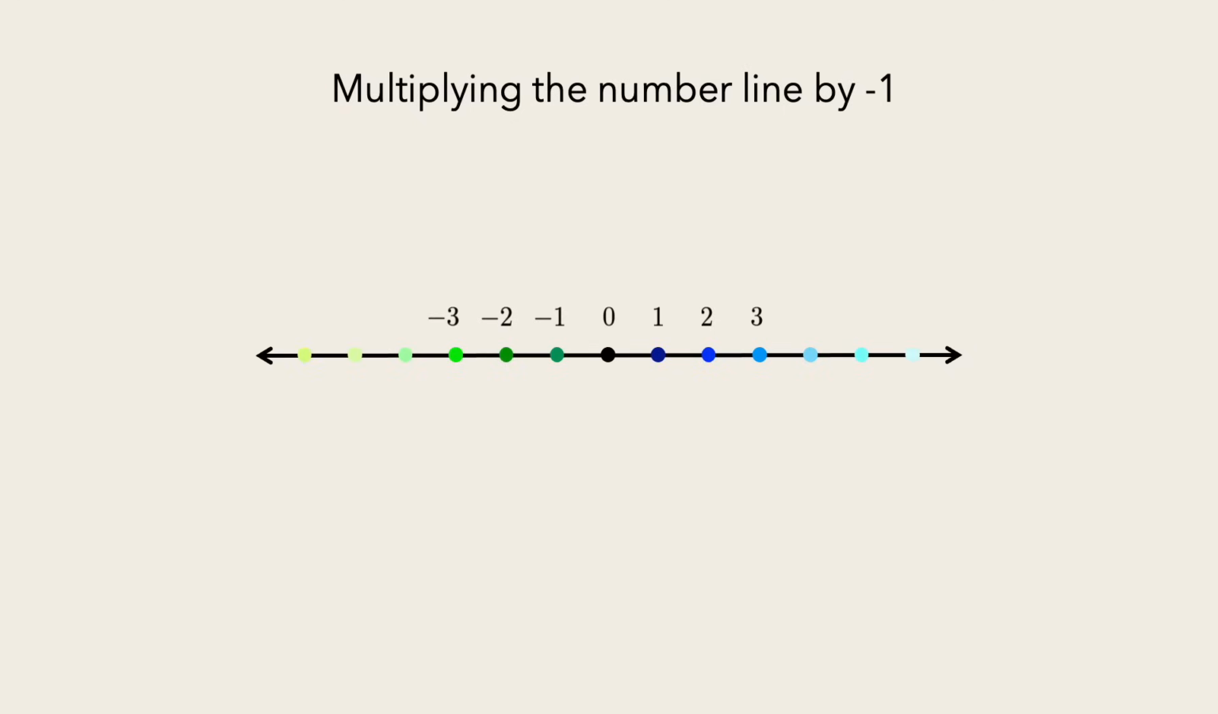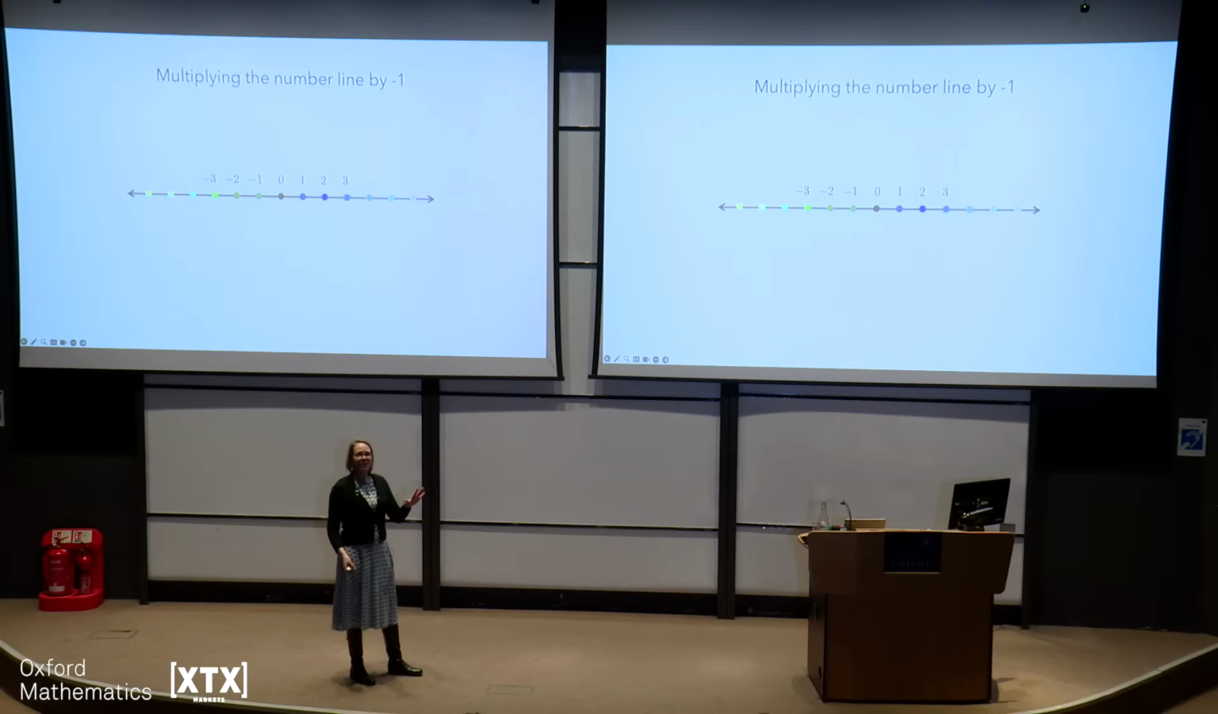There's something geometric going on. Okay? So when in doubt in mathematics, draw a picture. That's the best advice that I can give you. When the algebra isn't giving you the insight, draw a picture and see if that helps. So let's think about what happens when you multiply the number line by negative 1.